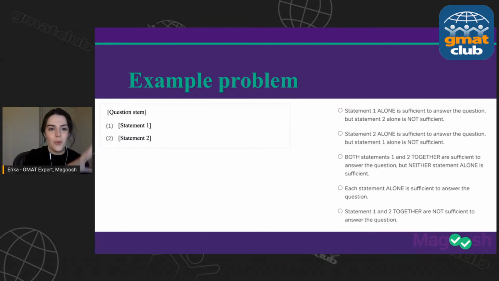So those are where our statements are doing some heavy lifting. But what if neither statement is sufficient on its own? Then we put them together. If both statements together are sufficient to answer the question, our answer is C. So that says, I can't do it with just statement 1. I can't do it with just statement 2, but with both of them, I can. I can get to one and only one answer.